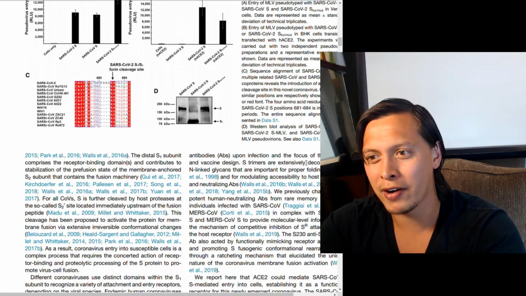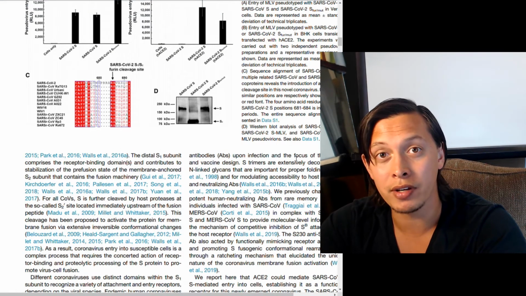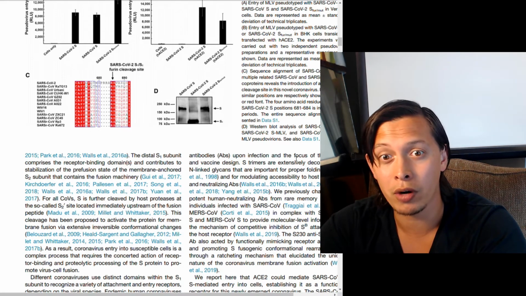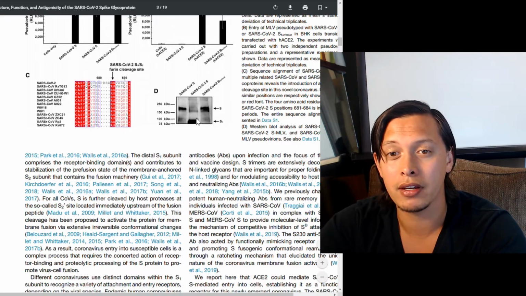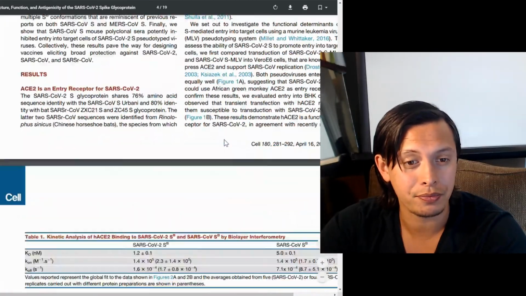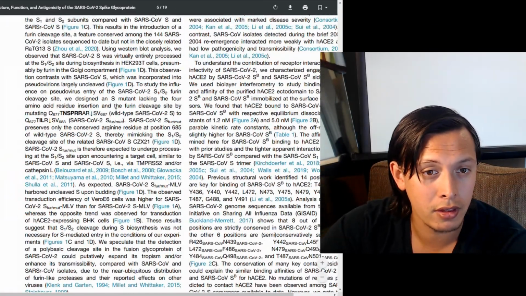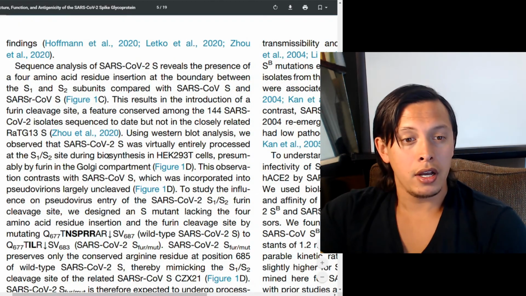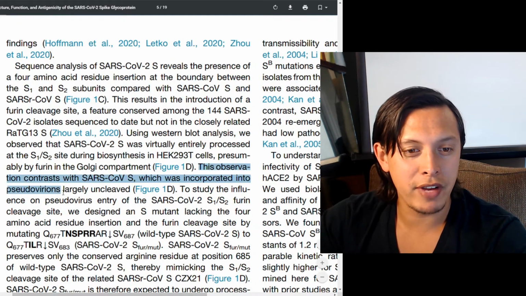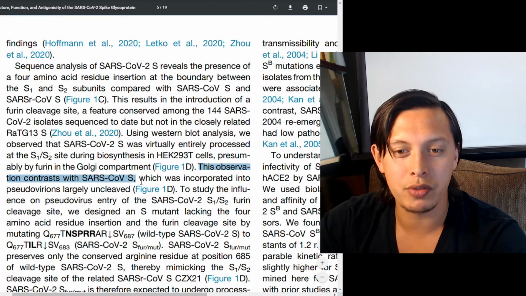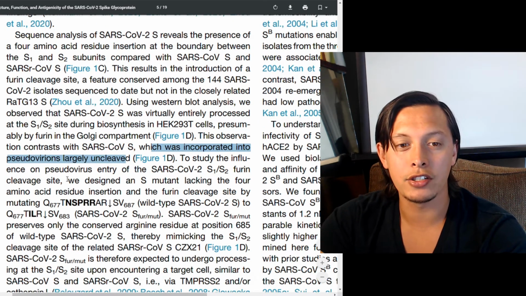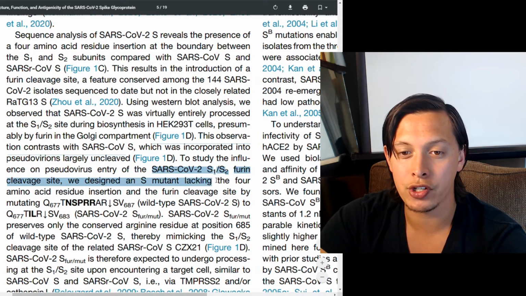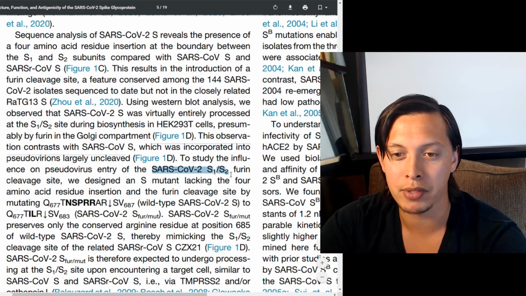These viruses form, they're just grabbing the closest thing to them that works, right? So as they form, they could be grabbing some uncleaved and cleaved. Yeah, so let's continue. This observation contrasts with SARS-CoV-S, which was incorporated into the pseudovirus to study the influence on pseudovirus entry of the SARS coronavirus 2 S1, S2 furin cleavage site.